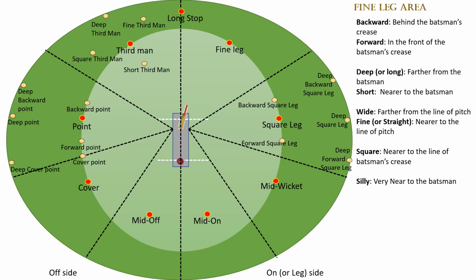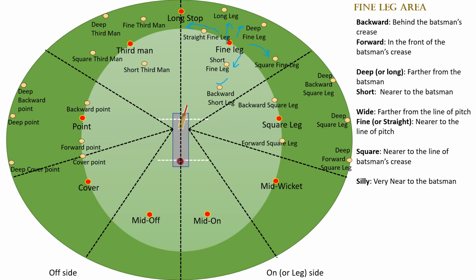Now let's consider the fine leg area. In this we have straight fine leg, that is, straight meaning moving towards the line of the pitch, and then we have a square fine leg area when we are moving towards the crease of the batsman. And then we have 2 more positions. One is short fine leg position moving towards the pitch, and deep fine leg towards the boundary, that is deeper. And then we have 2 more positions in the fine leg area. One is the long leg area, which is towards the boundary, and the backward short leg position.